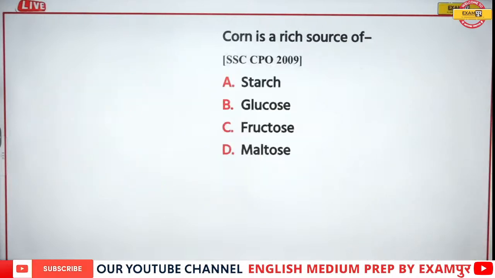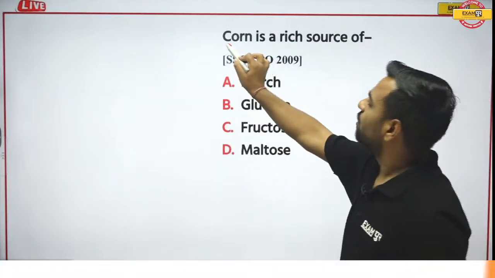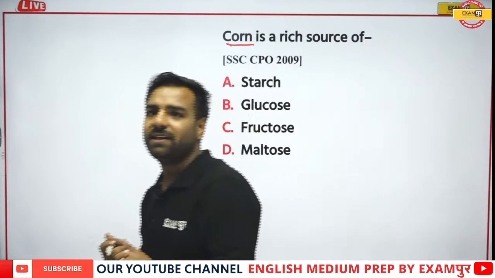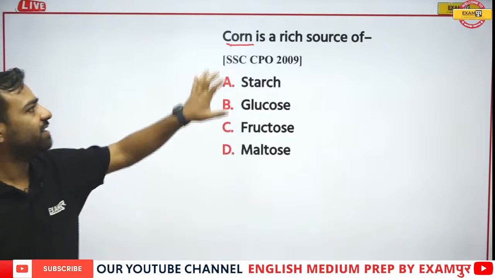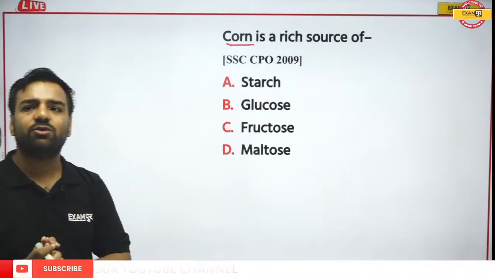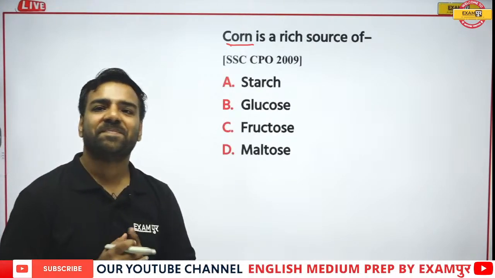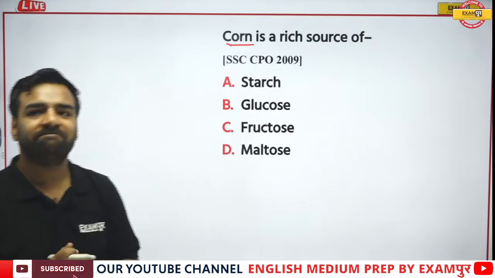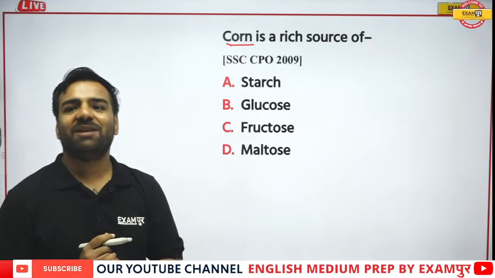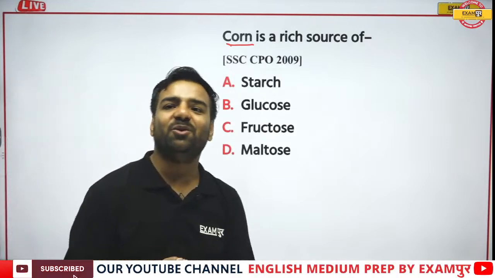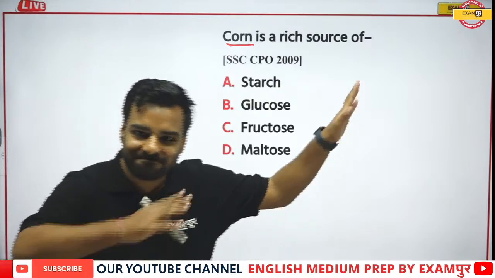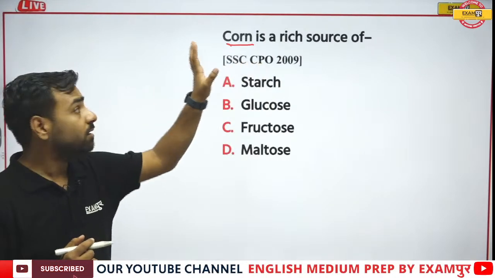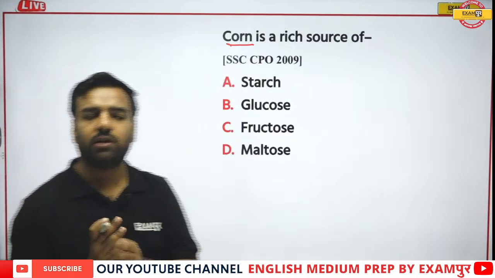Let's move forward now. Next question is, corn is a rich source of what? Now this question is from CPO 2009. Let's see who gives the correct answer. Corn is a rich source of dash. Corn. Ilma is back again. No issues, Ilma. Welcome. Now, please Ilma, give the answer. Corn is a rich source of what?